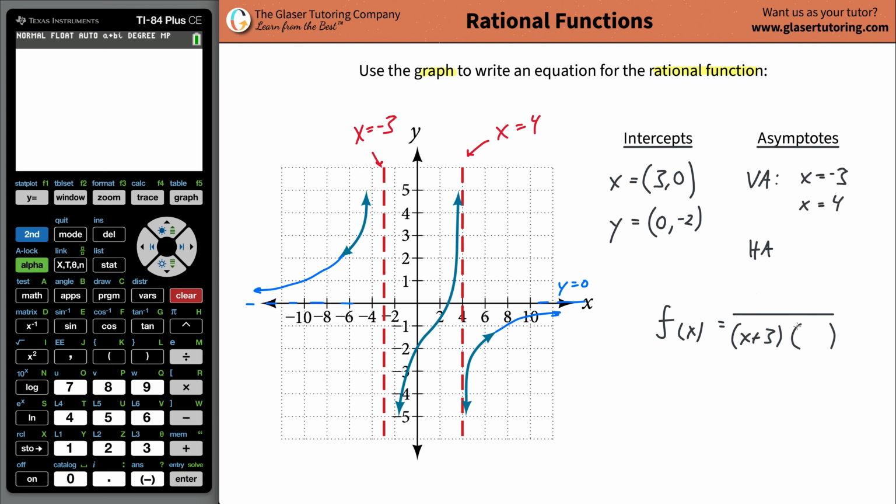Okay, so same thing then with the other vertical asymptote. Just simply write x minus 4. So the trick is basically to take the signs, flip them, and then just write them as factors. Easy enough in the denominator for the vertical asymptotes.